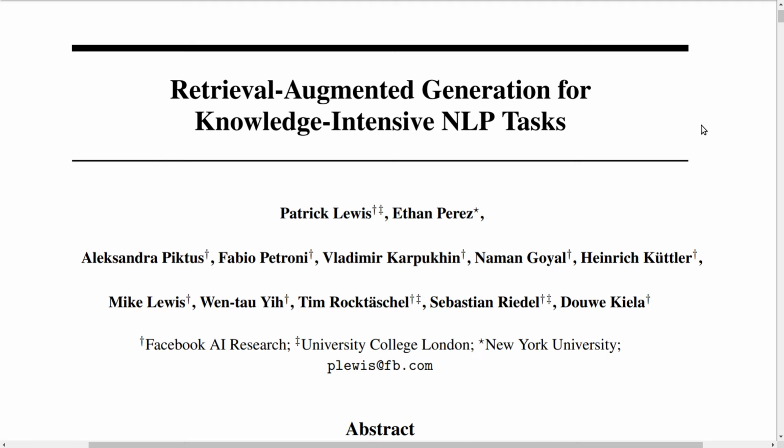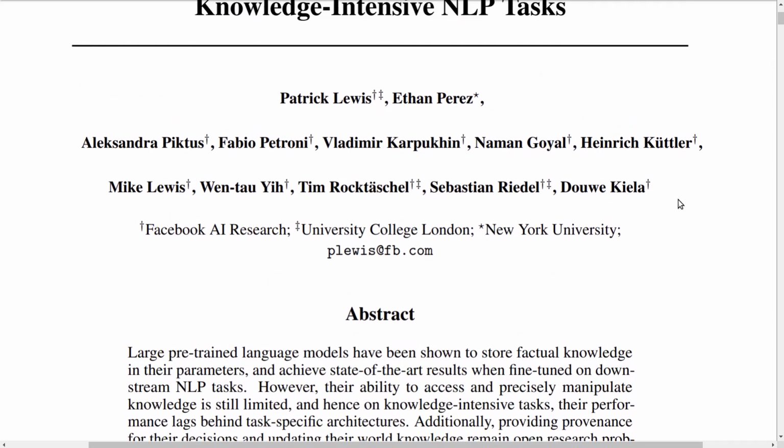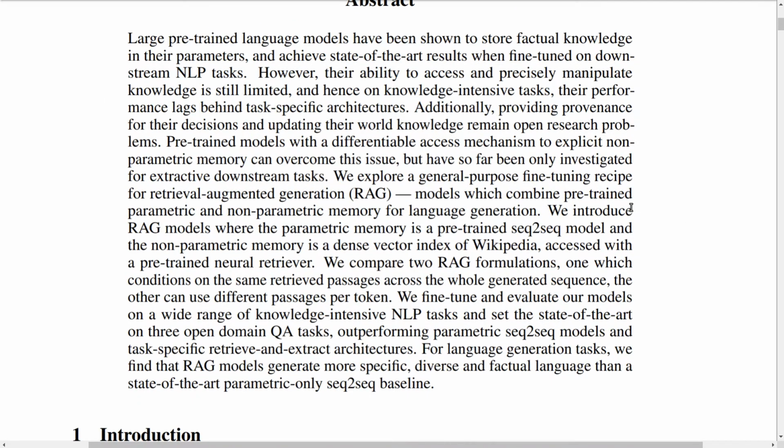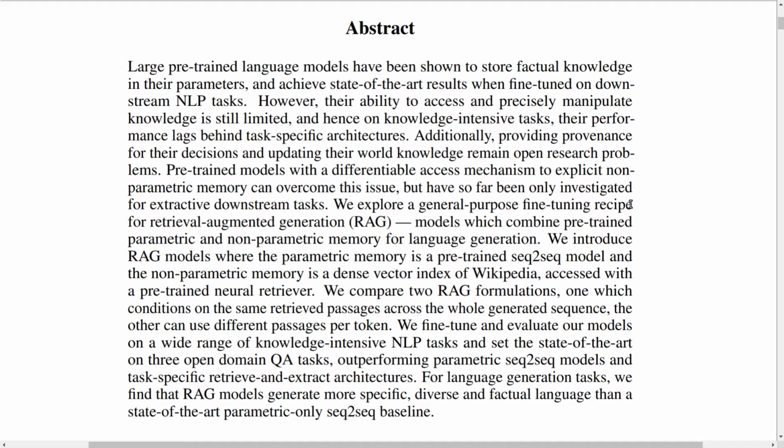Hey everyone, today we're looking at the paper Retrieval-Augmented Generation for Knowledge-Intensive NLP Tasks by a bunch of authors from Facebook AI Research, UCL and NY University. The paper focuses on the problem of integrating external knowledge into sequence-to-sequence models, which is a more recent, exciting problem people have been working on.